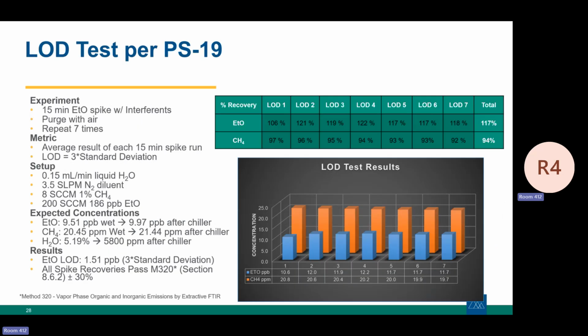This is some of the older experimental data, just to show what we did and where we were at. Again, we did the limit of detection test, looking at our ethylene oxide and methane recoveries. We ran all the numbers, and we got down to this one specifically. It was 1.51 ppb. We've now made some enhancements and got it much better. We can now say less than 1 ppb.